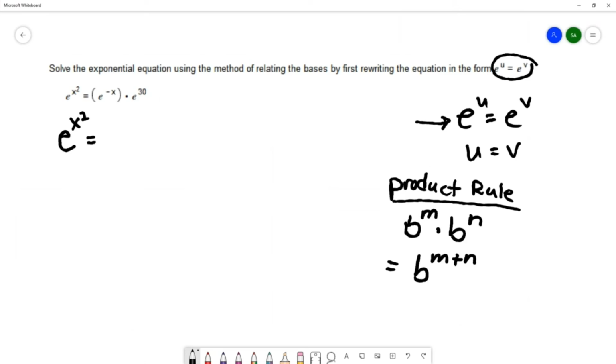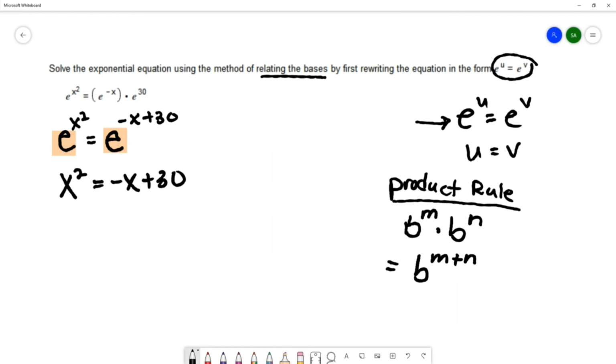So for our example, we have e to the negative x times e to the 30th. They have the same base. So we're going to be able to add those exponents and get negative x plus 30. So now we have the same base on each side of the equation. And we're going to apply that relating the bases method. And once those bases are the same, the exponents have to be equal to each other. We have x squared equals negative x plus 30.